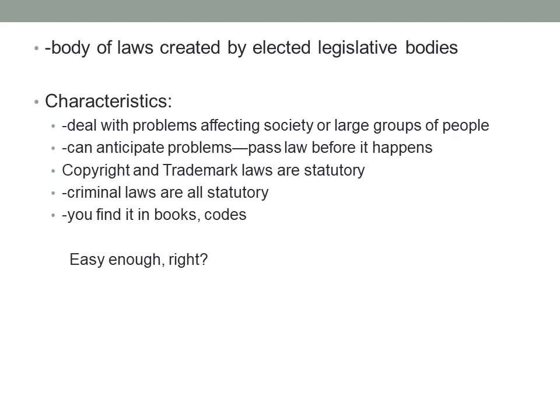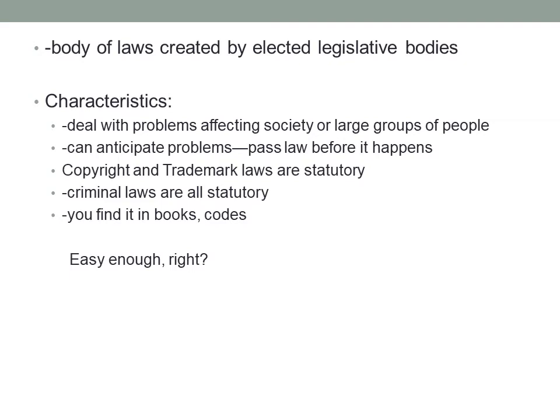And like I said, copyright and trademark laws are statutory. So is the patent law. Criminal laws are statutory. Where do you find all of these things? Again, in books, but everything is online. You can find any of these laws online.